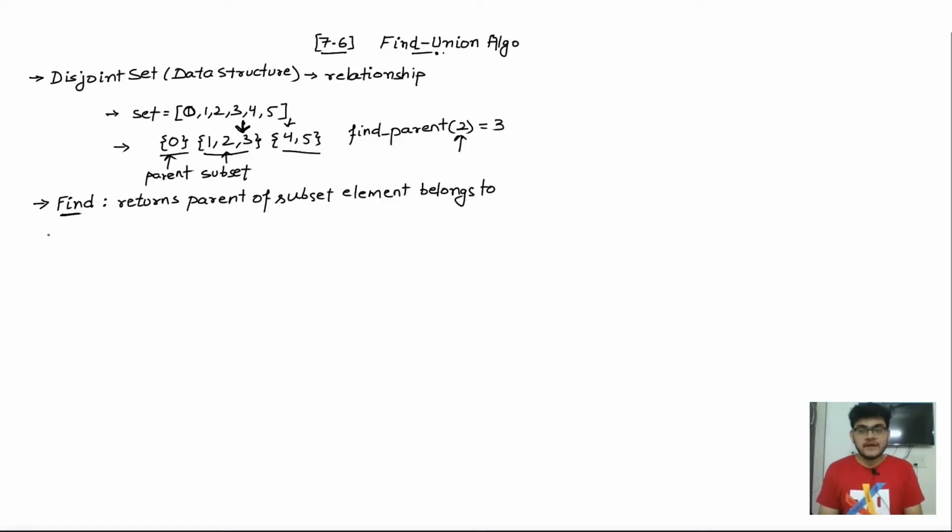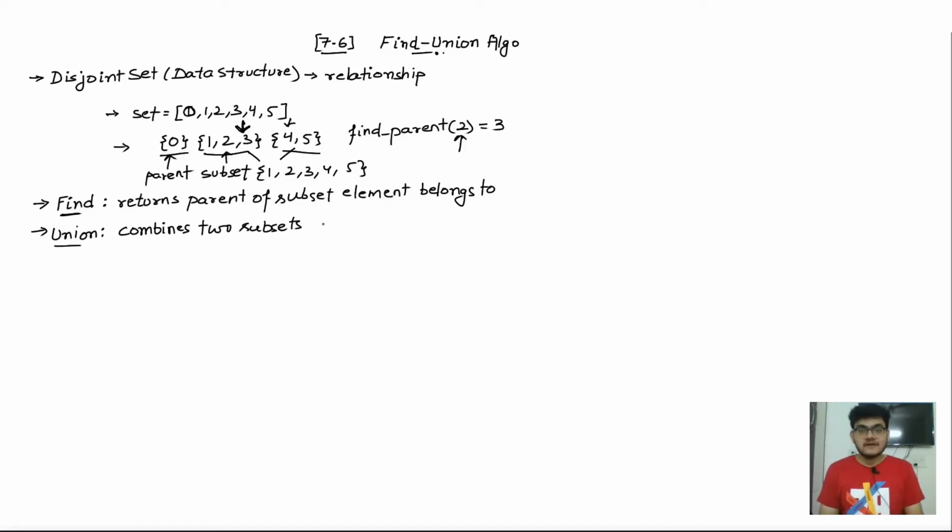The second very important operation is known as the union operation, and what it simply does is it combines two subsets, right? It will just combine two subsets. So let's suppose I want to make another subset which is a combination of these two given subsets. That subset is going to be 0, 1, 2, 3, 4 and 5. So this whole subset can be formed by using the union, and what union does is it combines two subsets.